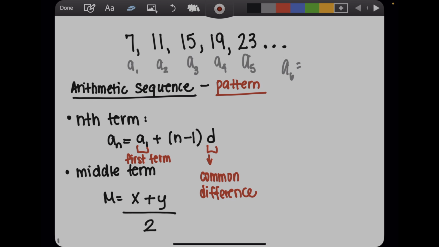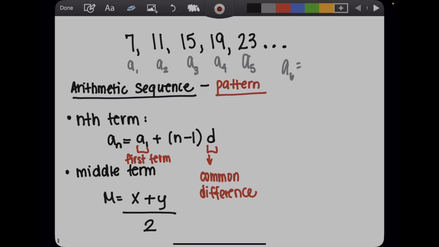So today we're going to talk about arithmetic sequences. An arithmetic sequence is a pattern of numbers where you get from one term to the next by either adding or subtracting the same value each time. And because this pattern is consistent, you can predict any term in the sequence.